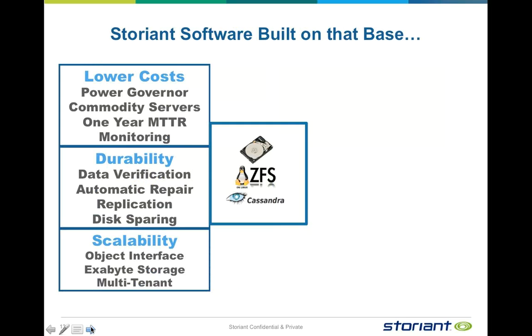On top of that base, we've built a lot of Storiant-specific intellectual property, things that help lower costs, things that help with durability, things that help with scalability. Those range from the power management, again, to the use of commodity servers, sparing within the solution. We include monitoring and alerting, all of those things that ZFS helps us with around data verification, automatic repair. We are multi-tenant capable. We support replication. And we're built to be scalable out to exabytes.